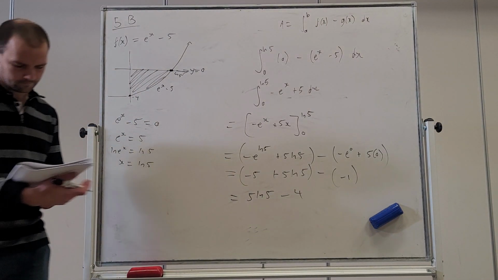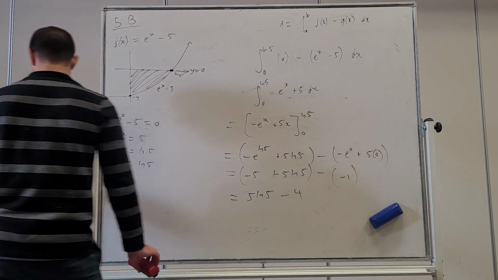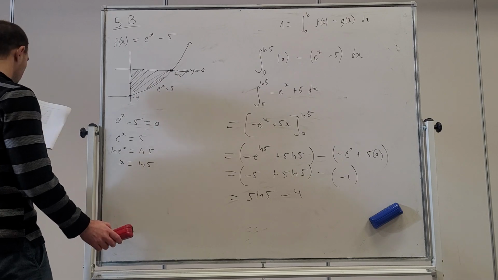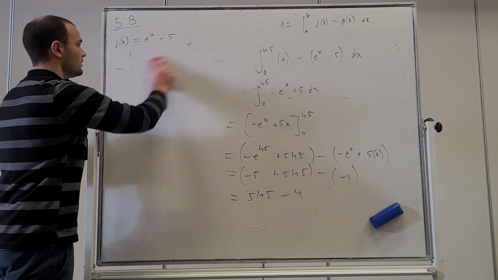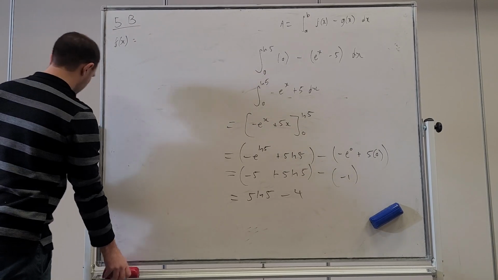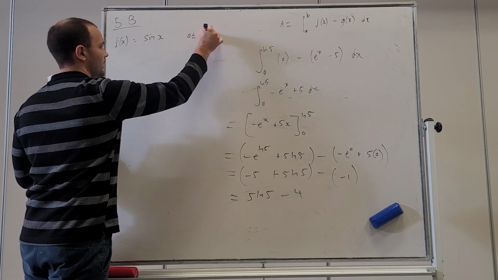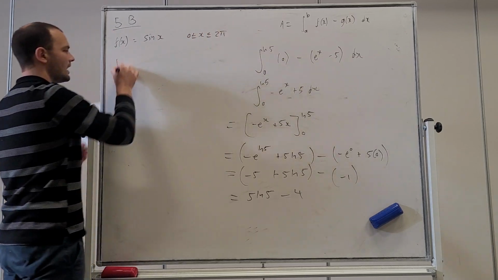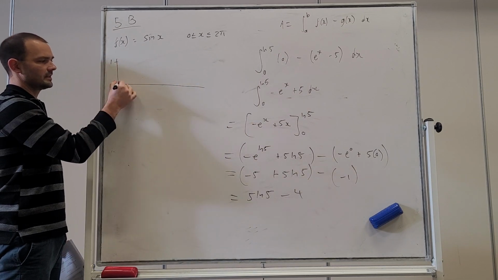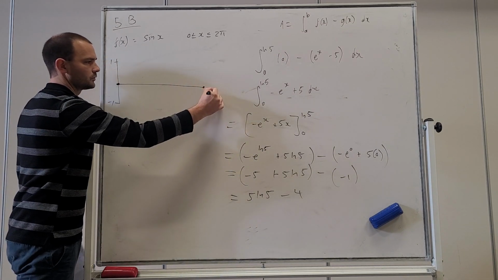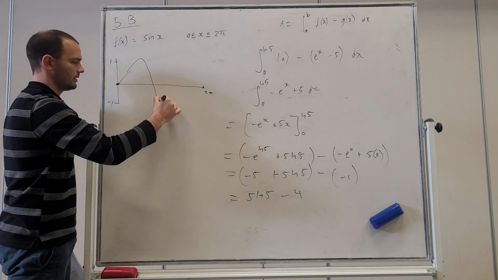Okay, last one. Find the area enclosed by the x-axis and sine x over the interval 0 to 2 pi. All right, so I'll clear this again. We're going to sketch it. f of x is sine x from 0 to 2 pi. So if you graph the function sine x, amplitude of 1, it starts here, has a wavelength of 2 pi. Sketch it properly, up, down.